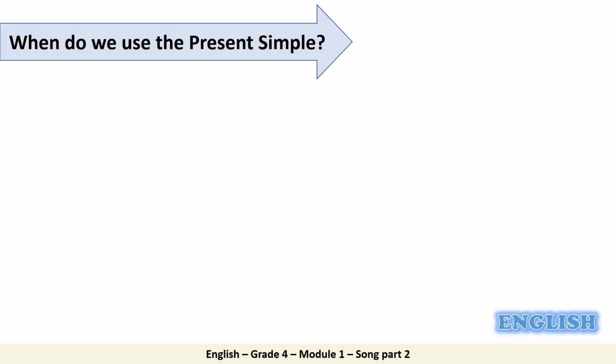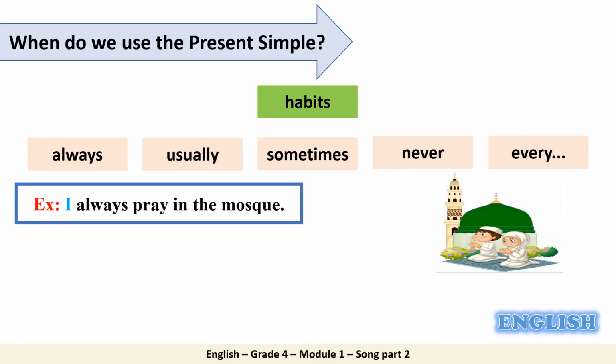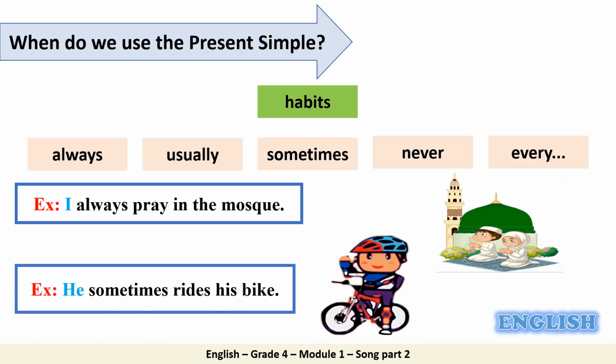We also use the present simple while talking about things that we always, usually, sometimes do, or things that we never do, or things that we do every day, every week, every year. So these things that we repeat doing again and again, we call them habits. For example, I always pray in the mosque. Another example, he sometimes rides his bike.